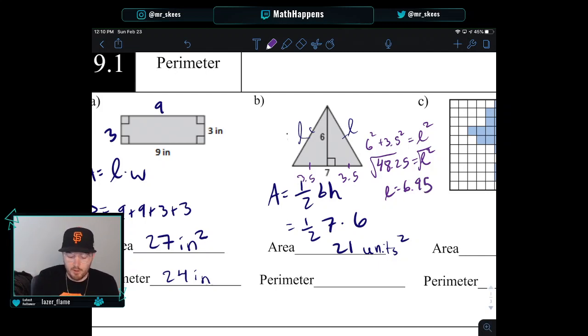If I want to know the perimeter, I'm just going to add up all 3 sides. We know the bottom is 7, and now we just discovered that each of these is 6.95 long. So add up all 3 sides: 6.95 plus 6.95 plus 7. We'll call it 20.9 units. Okay?